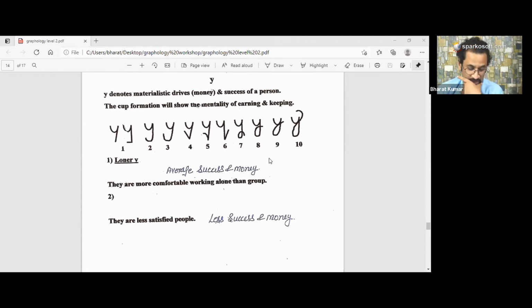Seventh one. Eighth one. Eighth one is found in the successful people. It is supposed to be a balanced Y. They are successful. They are not alone.